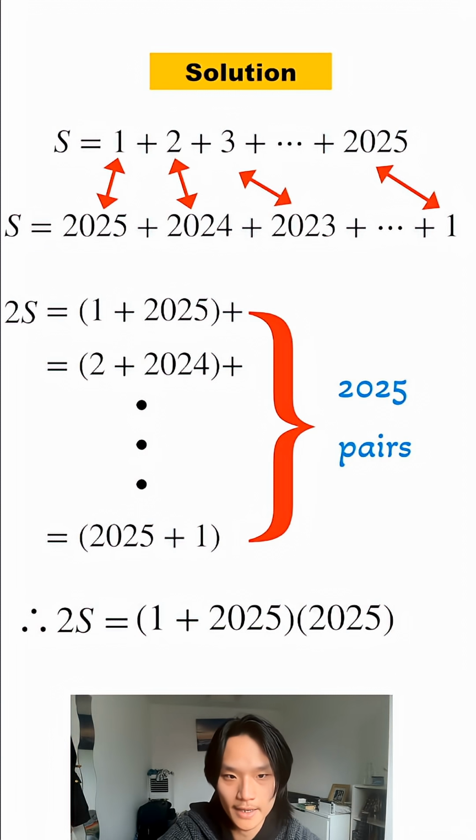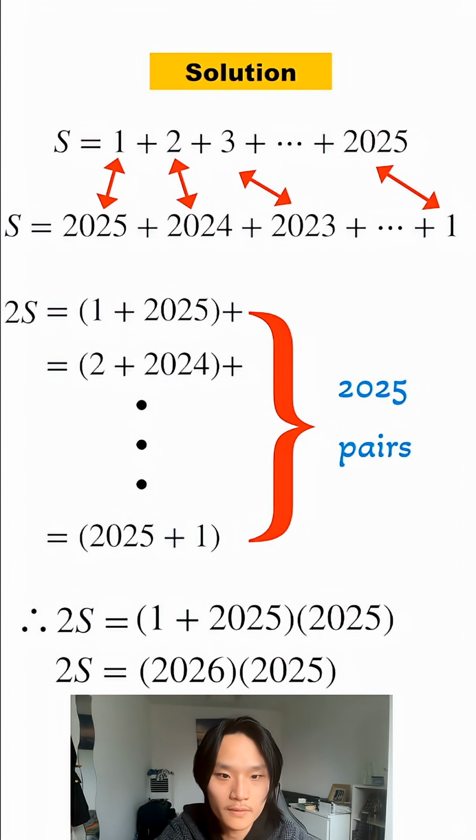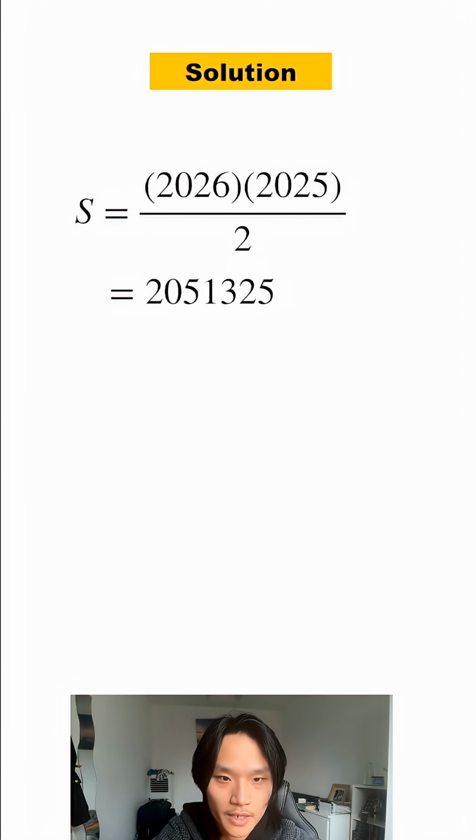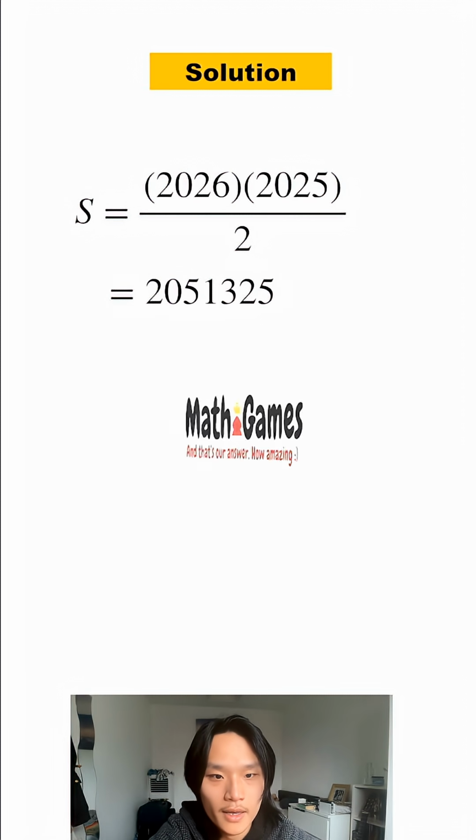So to find s, which is the sum we want to evaluate, all we have to do is to divide both sides by 2, and we would get this big number, 2051325. And that's our answer.